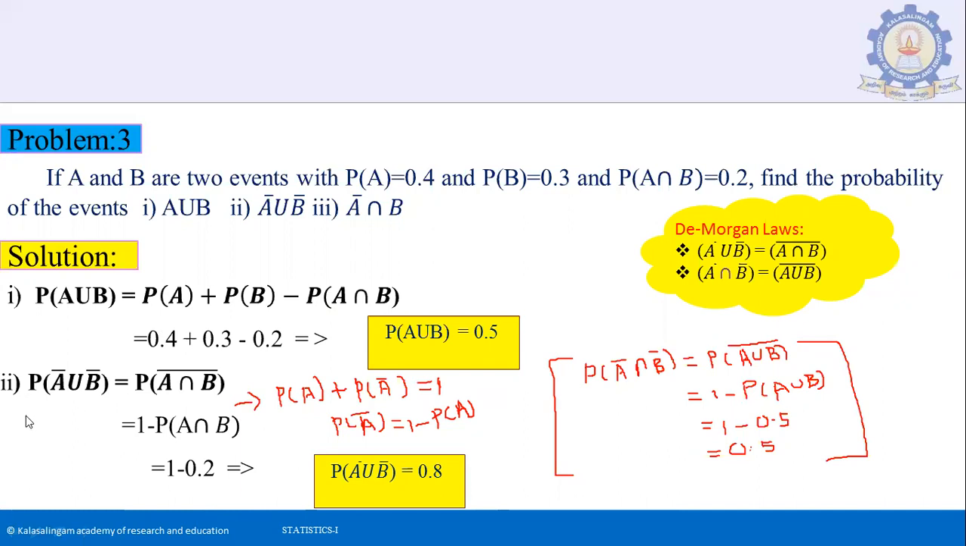The second subdivision, let us find the probability of A bar union B bar. Applying De Morgan's law, it is probability of A intersection B complement. So we have already a formula for the complementary statement, P of A bar equals 1 minus P of A. So you can apply that formula: 1 minus P of A intersection B. A intersection B probability is known as 0.2. So 1 minus 0.2 is 0.8.